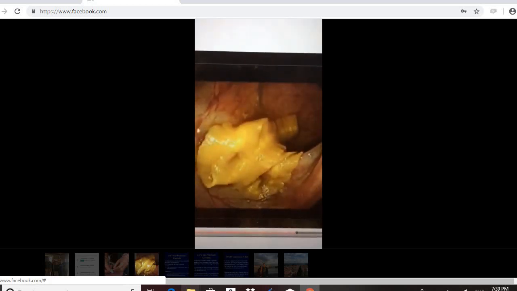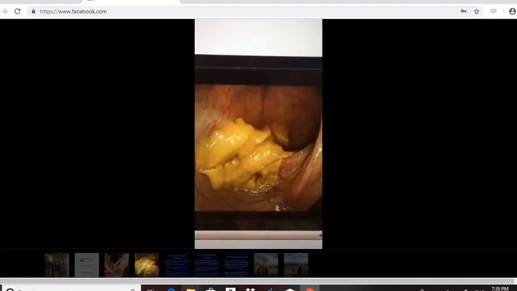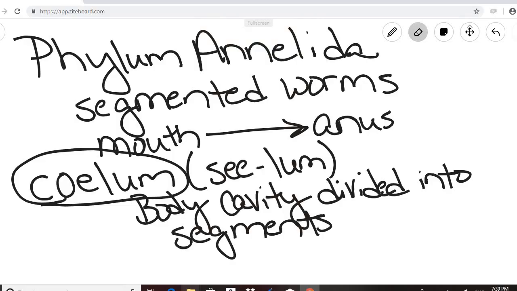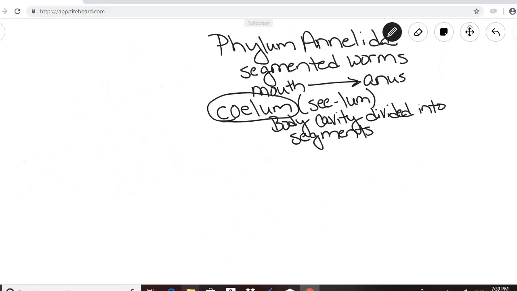Okay, I think we will stop there, and that's going to finish it up for module 4 for the beginning of the marine invertebrates. We'll be covering more marine invertebrates in the next chapter, but that's going to finish it for module 4.